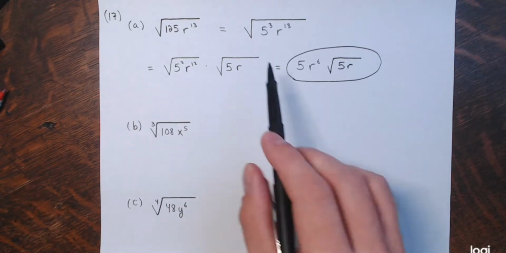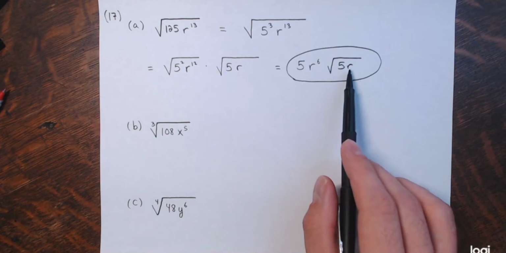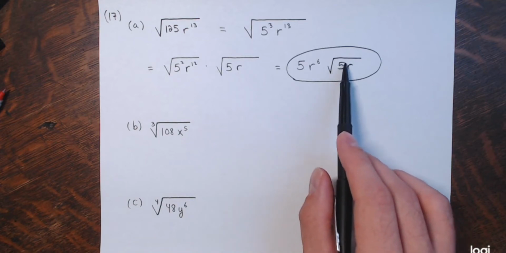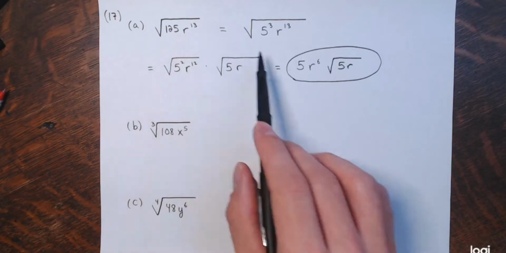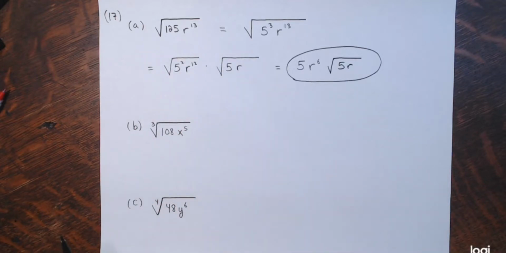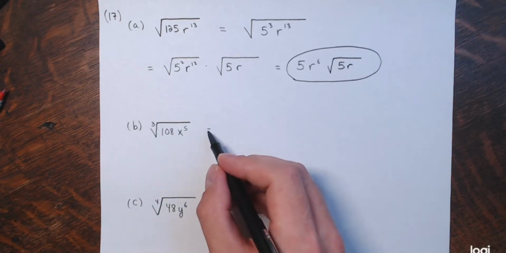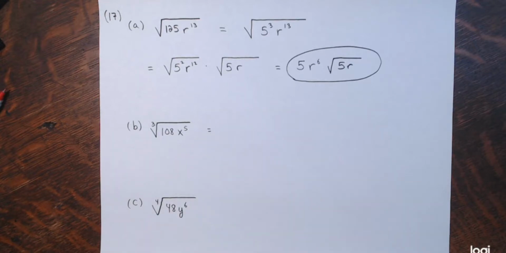And once again, replace r with some positive number. It's got to be positive because I don't want to take square roots of negatives. That's not real. And see if the value of this expression I started with is the same as the value at the end. 5 times r squared times the square root of 5r. Okay, next, same thing.